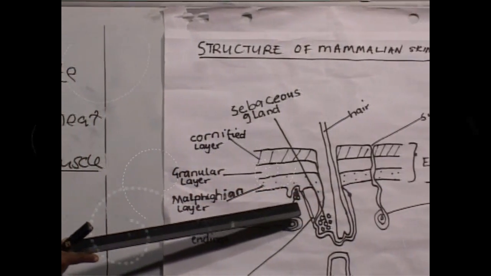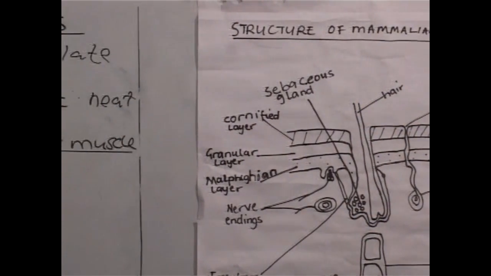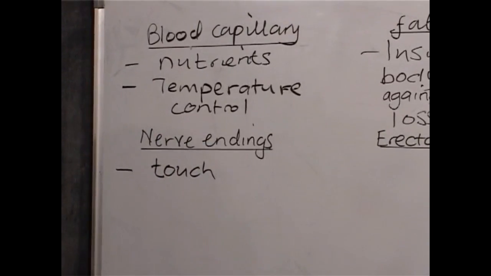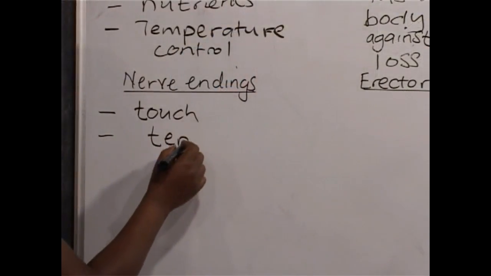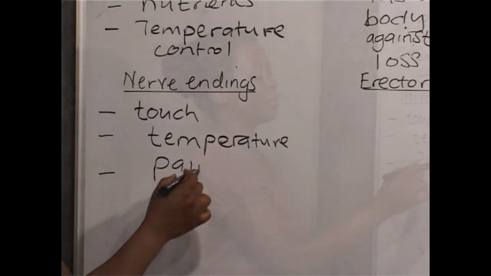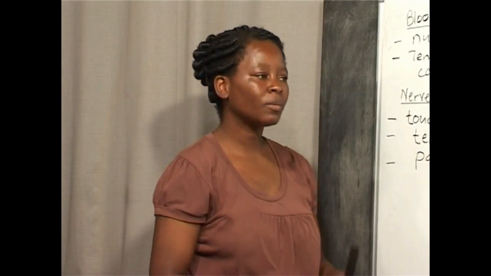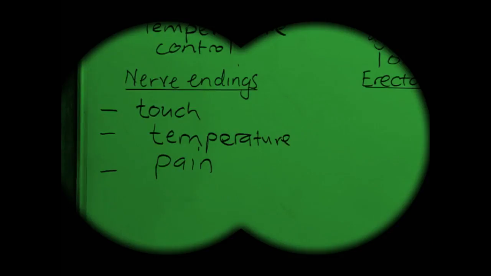Then we have the nerve endings. The nerve endings are important because they are sensitive to touch, they are sensitive to pain, they are sensitive to pressure, they are sensitive to temperature. So when someone touches you, they will respond. Then temperature, when you put a cold substance on the skin, these are going to detect. They are also sensitive to pain. So when someone pinches you, you feel the pain because of these nerve endings. So the nerve endings are important because they will detect the change in the environment.